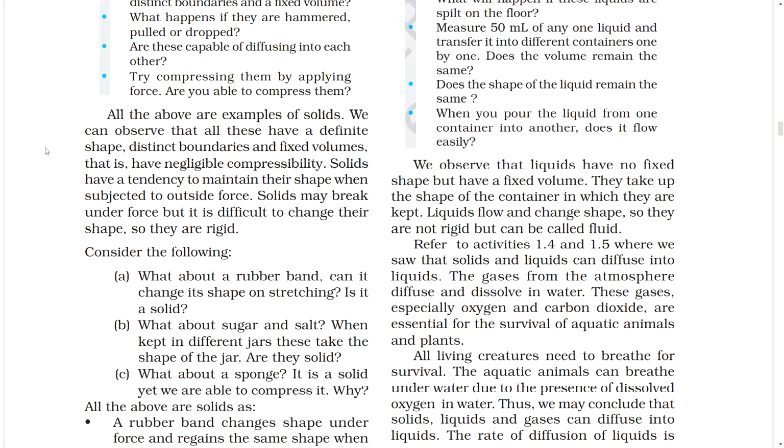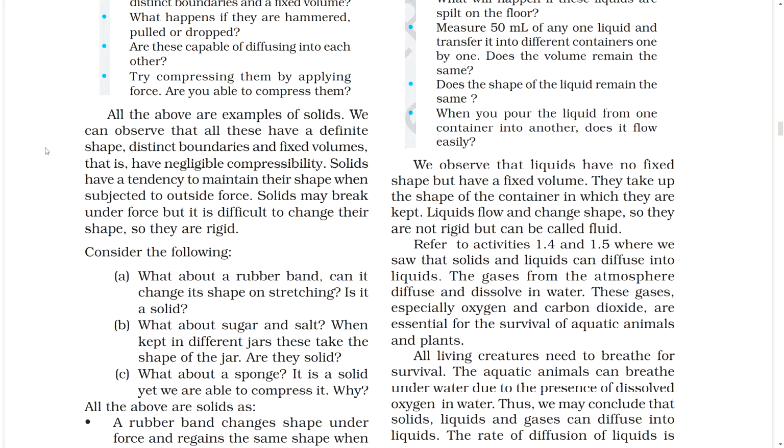All the above are examples of solids. We can observe that all these have a definite shape, distinct boundaries, and fixed volumes. That is, they have negligible compressibility. Solids have a tendency to maintain their shape when subjected to outside forces. Solids may break under force, but it is difficult to change their shape, so they are rigid.